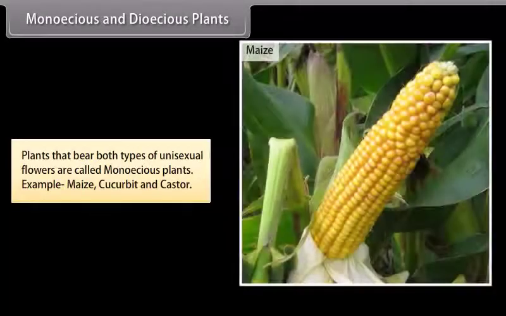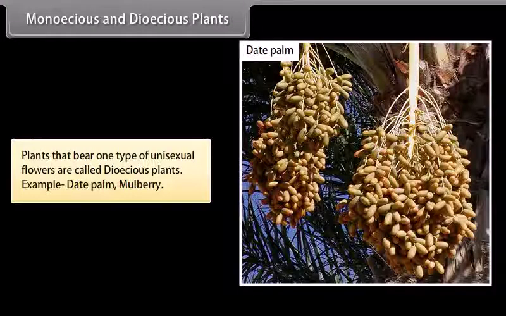Monoecious and dioecious plants. Plants that bear both types of unisexual flowers are called monoecious plants. Example: maize, cucurbit and castor. Plants that bear only one type of unisexual flower are called dioecious plants. Example: date palm, mulberry.